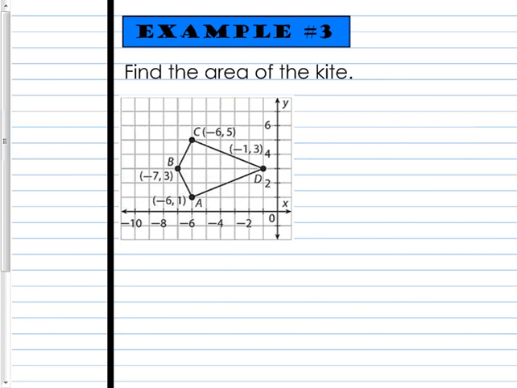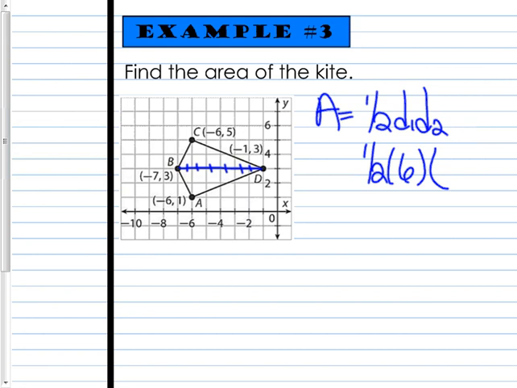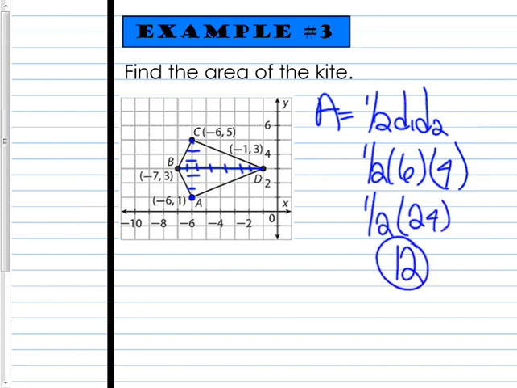Find the area of the kite. The formula for area of the kite is 1/2 of diagonal 1 times diagonal 2. Diagonal 1, 1, 2, 3, 4, 5, 6 pieces. 1/2 times 6 times diagonal 2. Okay, from point to point. 1, 2, 3, 4. 1/2 of 24. Half of 24 is 12.